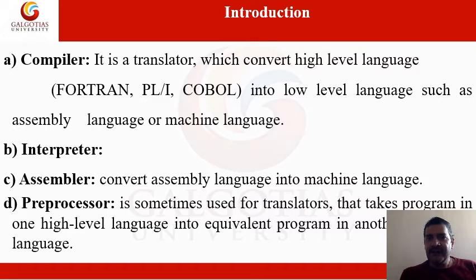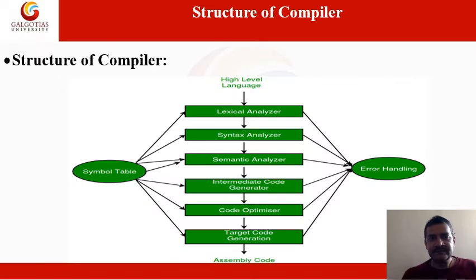Compiler, interpreter, and assembler convert high level language into low level language. They take your program written in high level language and convert that program into the low level language or machine language. But a preprocessor is a kind of translator that converts high level language into another equivalent high level language. This is all about the introduction to the translator and the types of translator. Next, we will discuss the structure of compiler.